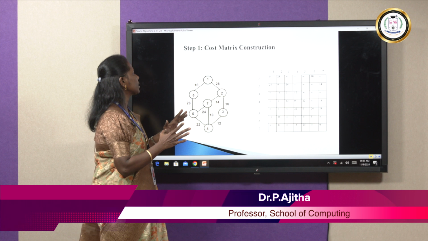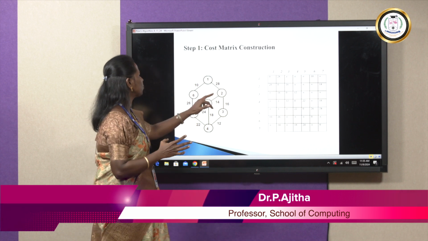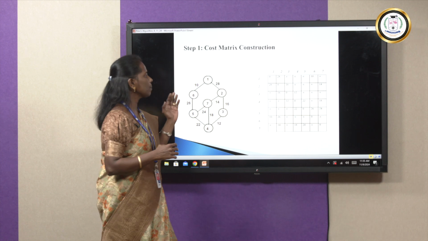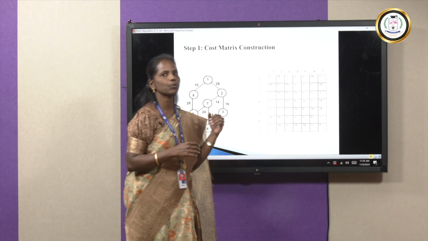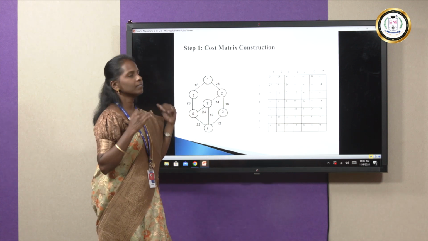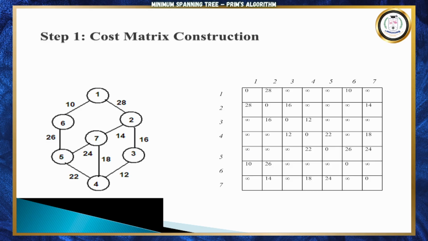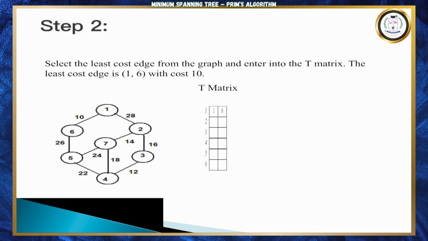Node 2 has direct connections 2 to 1, 2 to 7 and 2 to 3, so the remaining entries in that row we have to mark as infinite. We follow the same procedure for the remaining nodes. If we follow the same procedure for all 7 nodes, we will get the cost matrix. Okay, the first step you have to do is to construct the cost matrix. So now we will go for step 2. Step 1 is cost matrix construction.